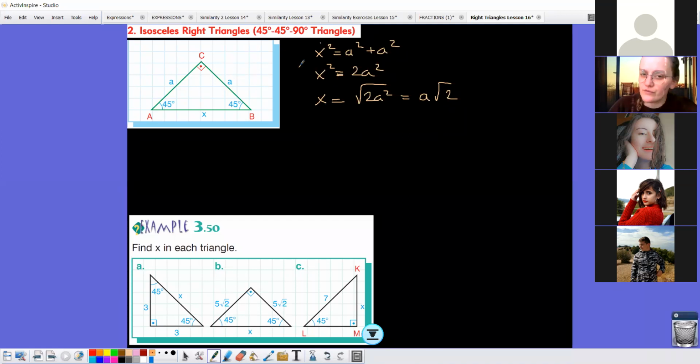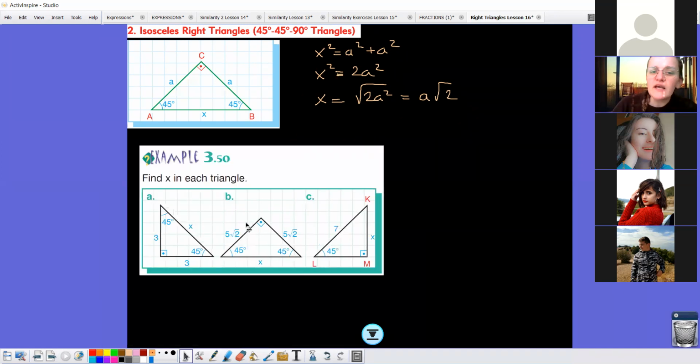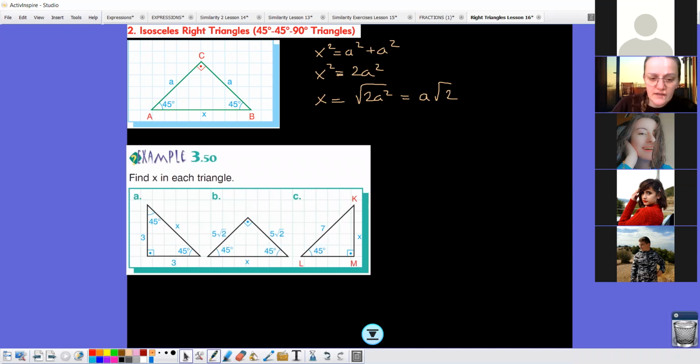You don't have to do the Pythagorean theorem, all the steps. Directly you can write that, for example, here in A, we know the legs, it's 3 and 3. So I can write directly that x is equal to 3 root 2. Okay? Did you understand? So what about in B? What will x be in B?